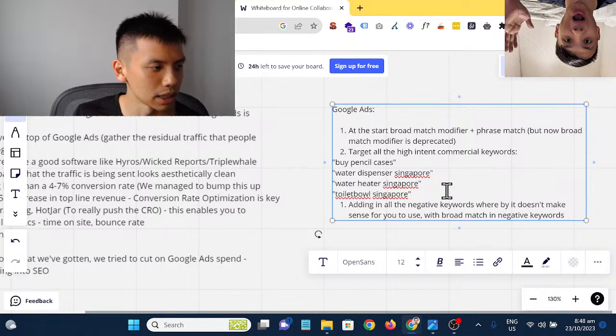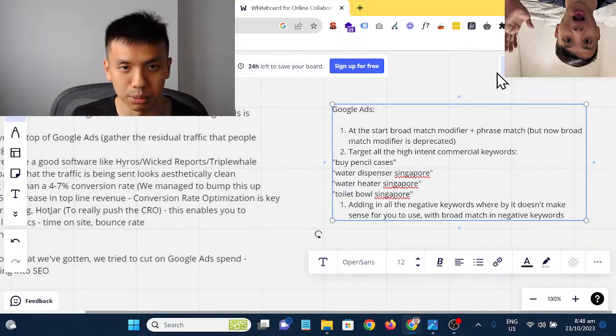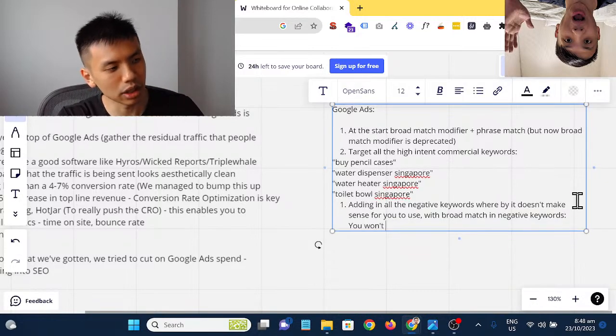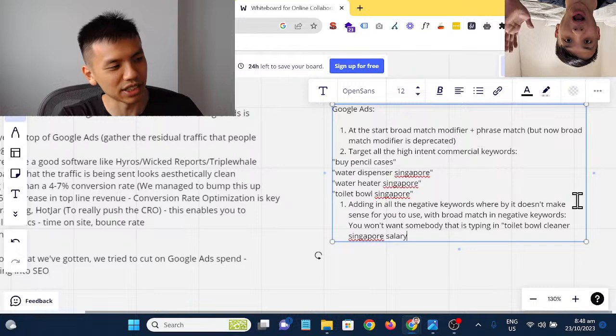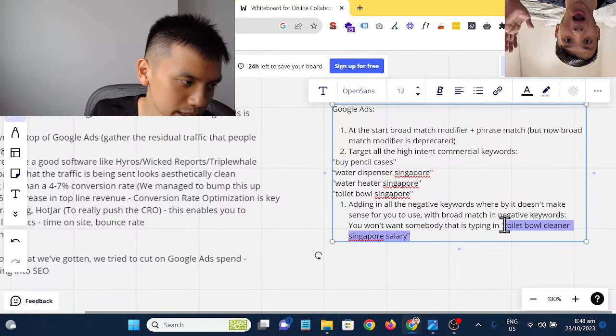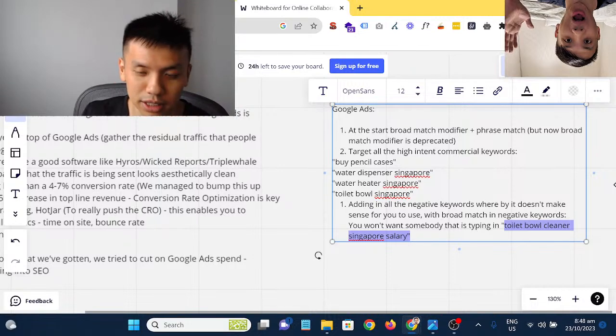I'll give you an example. Let's say I'm running an ad to sell toilet bowls, right? Then you definitely don't want somebody that is typing in something like toilet bowl cleaner Singapore salary, right? Chances are they want to be a toilet bowl cleaner. Although I don't know what the odds of that are, but probably very low.